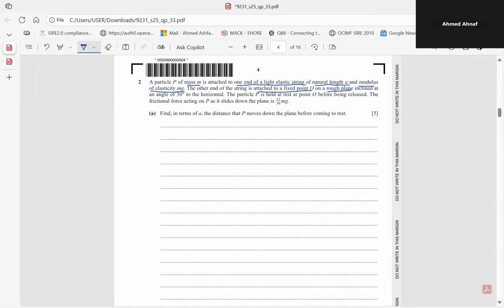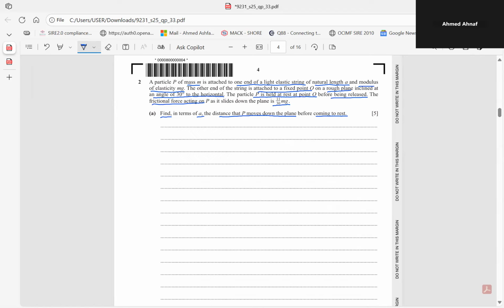The other end of the string is attached to a fixed point O on a rough plane. Okay, so that means particle P will be experiencing frictional force inclined at an angle 30 degrees to the horizontal. The particle P is held at rest at point O before being released. The frictional force acting on P as it slides down the plane is 11 over 30 mg. So these are all the information we're given. For the first part, we need to find, in terms of a, the distance that P moves down the plane before coming to rest.